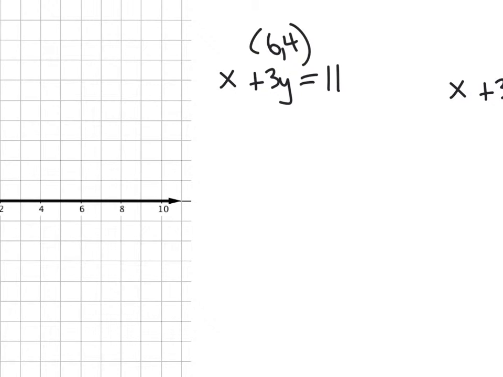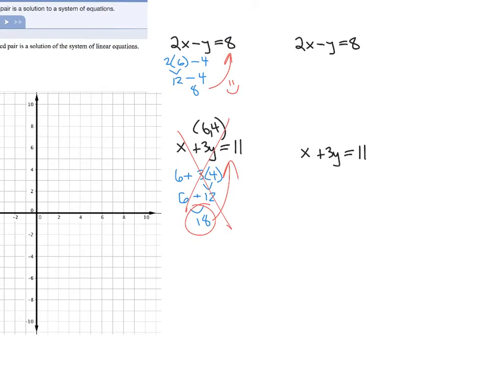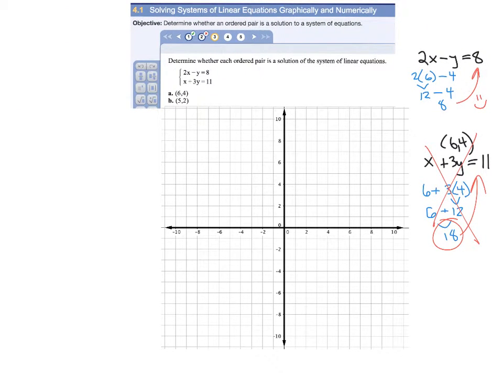So that becomes 6 plus 3 times 4. Well, that's 12 plus 6, which is 18. Uh-oh, that does not work. So automatically, that tells us that that 6 comma 4 is a big fat no. That does not work. So let's see if 5 comma 2 works.